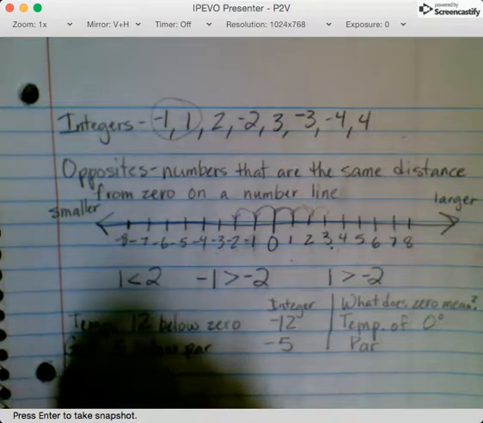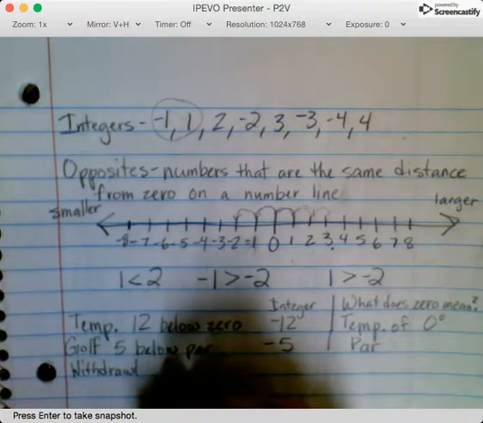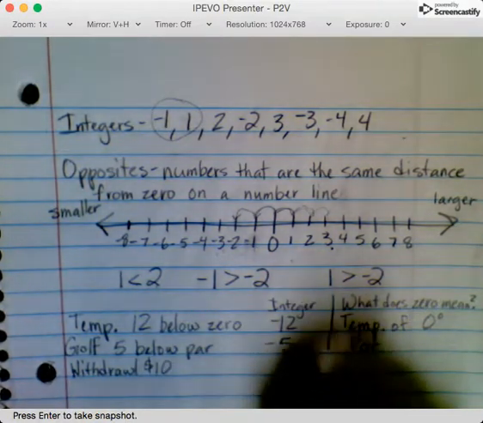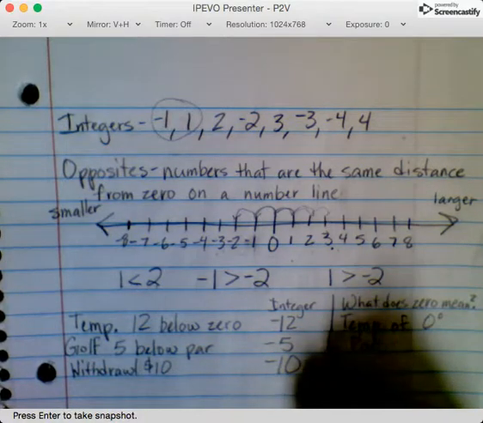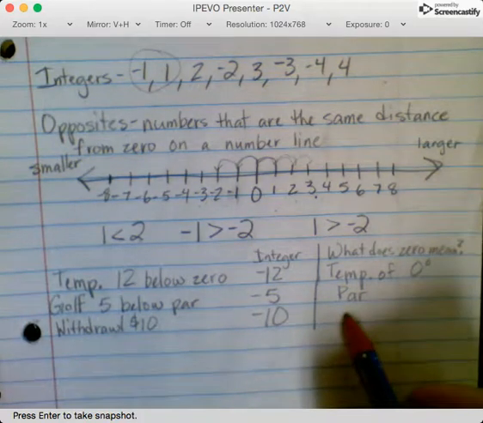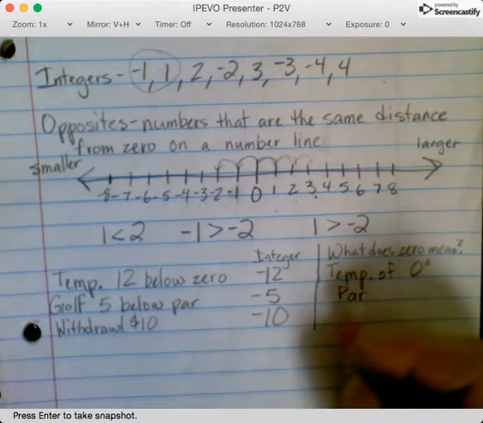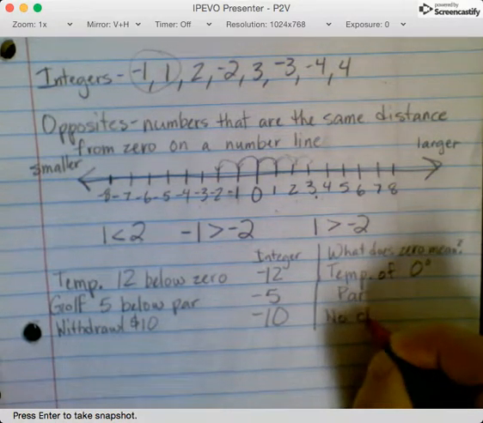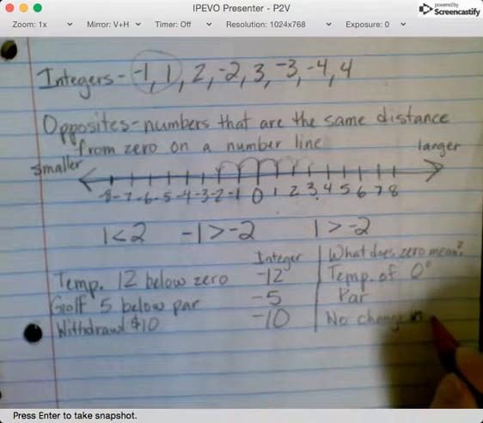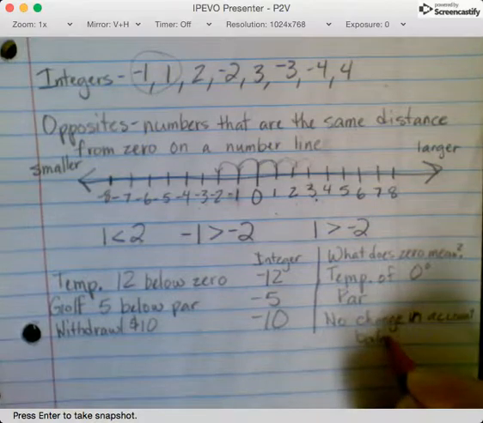Another example is if I go to the bank and I make a withdrawal. If I withdraw $10, so if I take out $10, my integer would be negative 10 because I'm taking it out of my bank account, so I don't have it there anymore. And what about if I had 0? Well, 0 in this case would mean that I did not change my account balance. Okay, so no change in account balance.